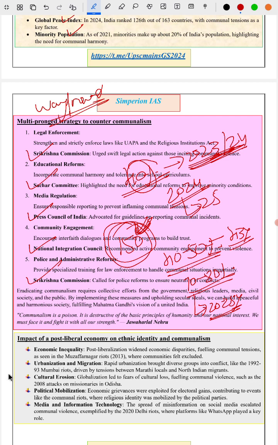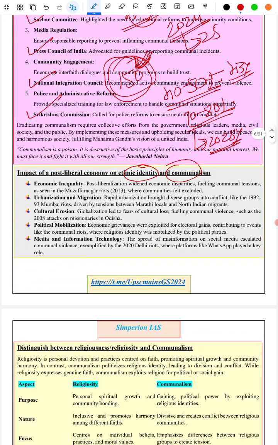Continuing, next we have taken a PYQ question. What is the impact of the post-liberal economy, or opening up the economy, on ethnic identities and communalism? We have covered some 4-5 points. We have given very crisp points and examples.